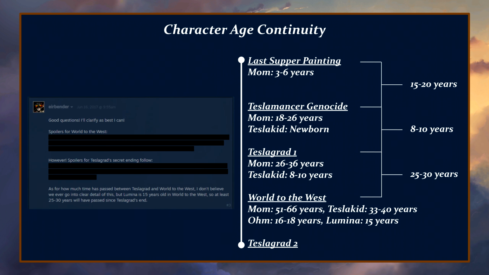From the end of Teslagrad 1 to the beginning of World to the West, Tesla Kid needs enough time to mature, marry, and have Ohm, his oldest child, be somewhere around 16 to 18 years old, and Lumina to be 15. A member of the dev team confirms this time span is 25 to 30 years.